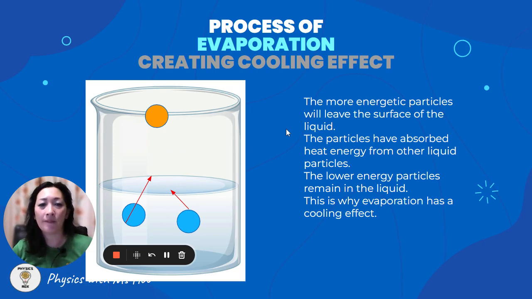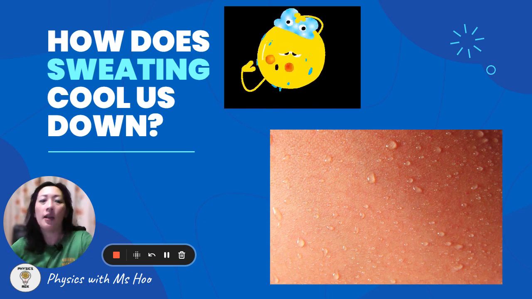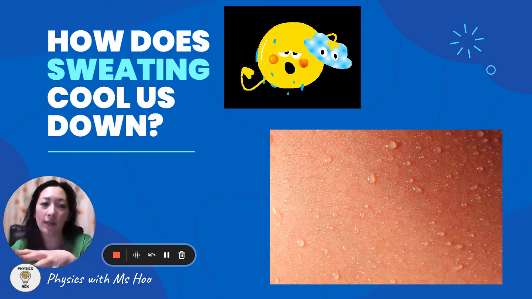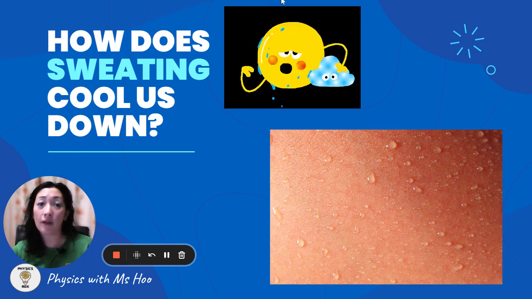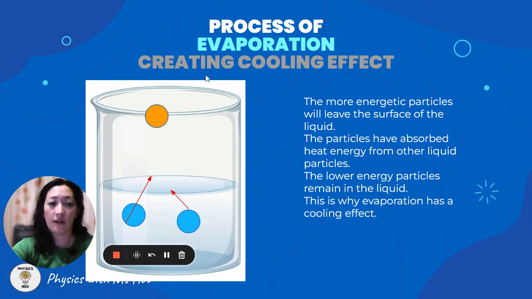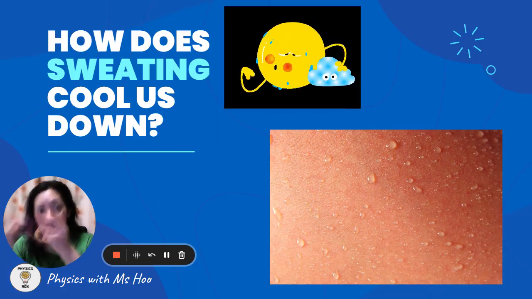Okay, moving on. So how does sweating cool us down? The sweating process cools us down because of evaporation. Exactly the same concept as just now. In this case, the sweat is on the surface of the skin. So sweat, which is liquid particles, right?